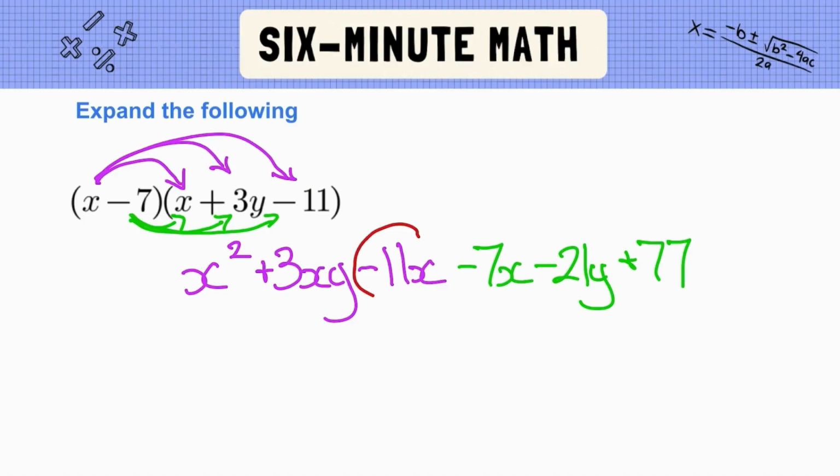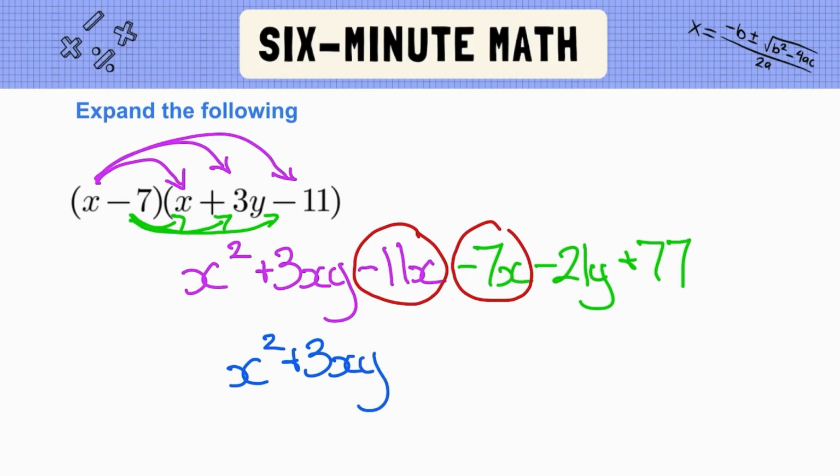In this case, I only have my like terms in the middle, giving me a final answer of x squared plus 3xy minus 18x minus 21y plus 77.